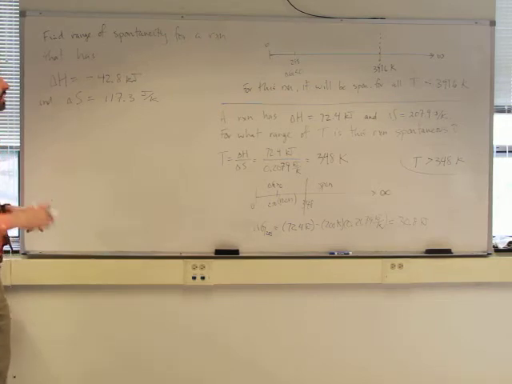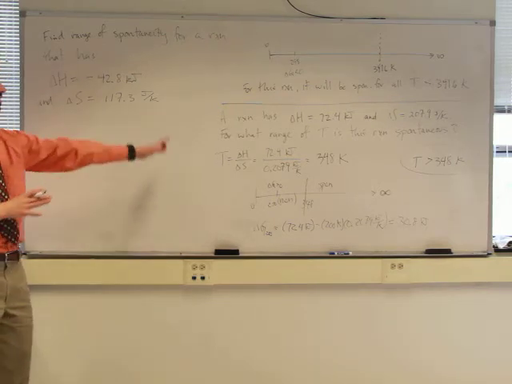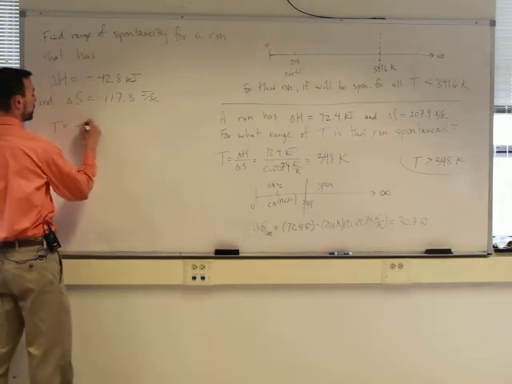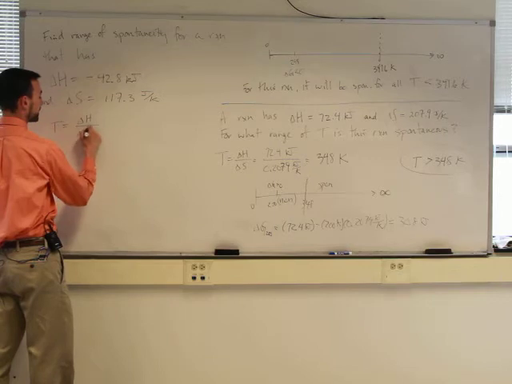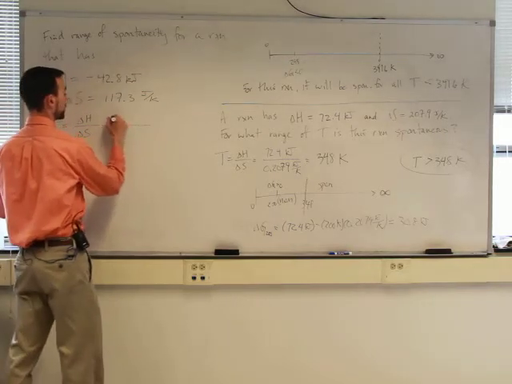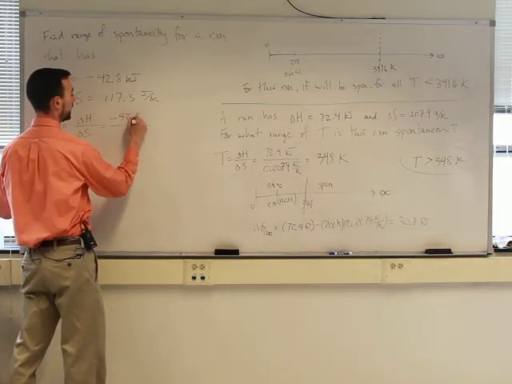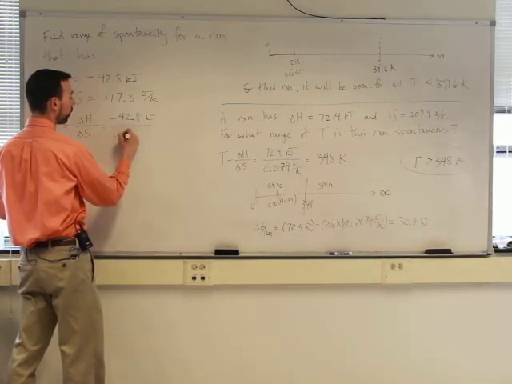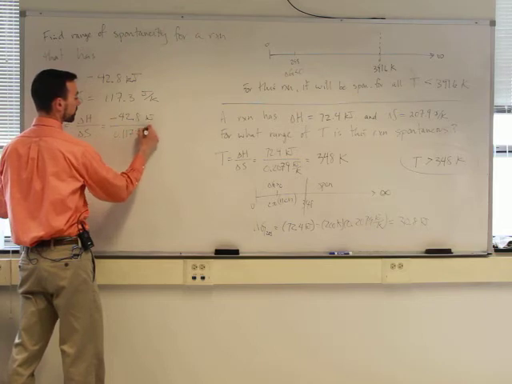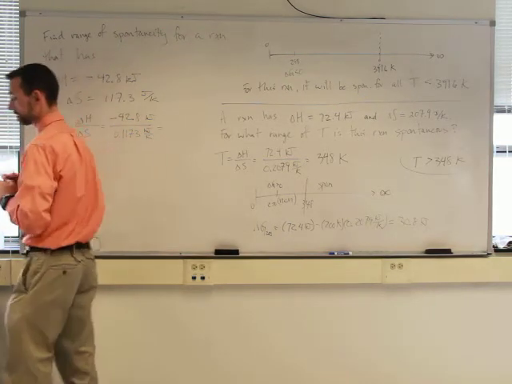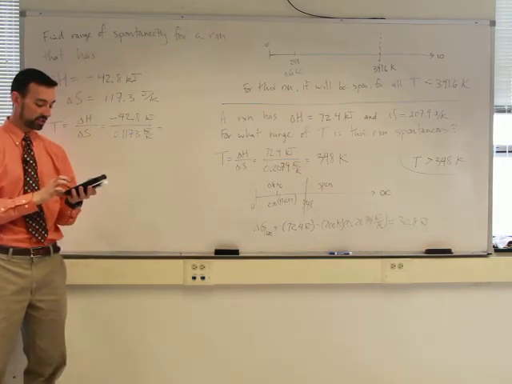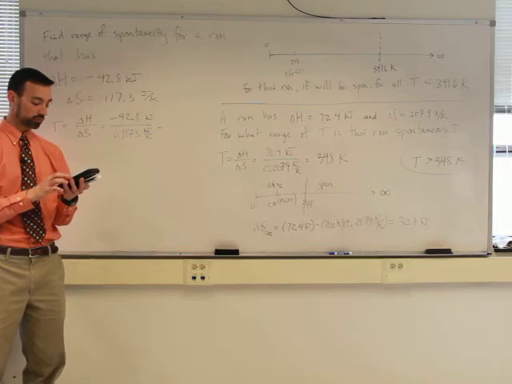All right. So if we're finding the range of temperatures, just like we did in these previous cases, we start with the transition value. Delta H divided by delta S. It's going to be negative 42.8 divided by, and that's in kilojoules, divided by 0.1173 kilojoules per Kelvin. Without even me doing the calculation, does anybody see a potential problem here?